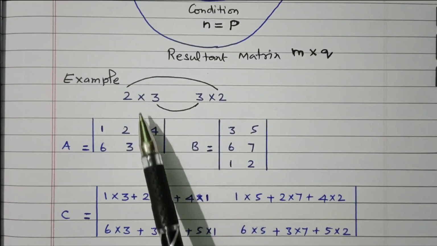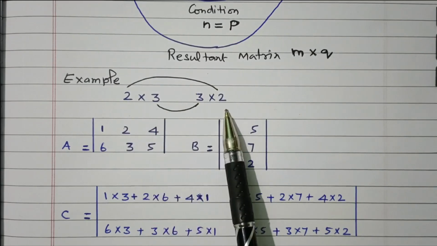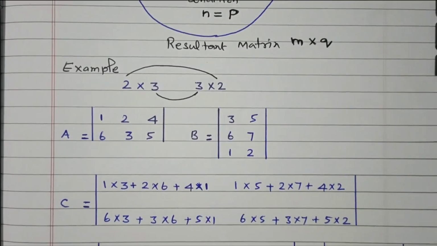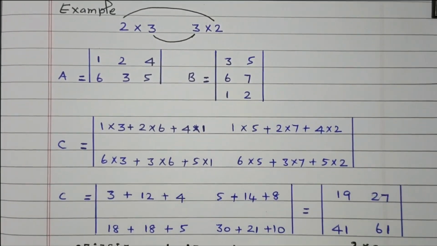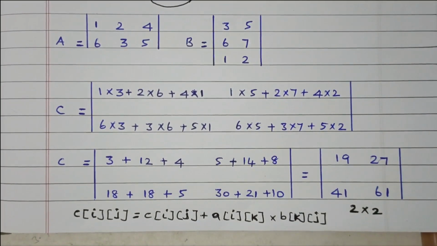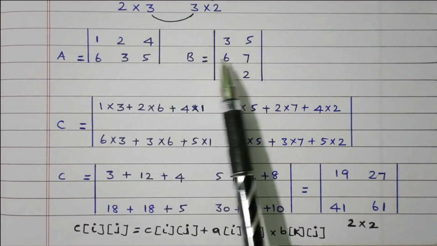After multiplication, what is the resultant matrix? 2 cross 2. We'll get a 2 cross 2 matrix as the resultant matrix. Now we'll see how to do the multiplication, and we'll verify whether we are able to get the same 2 cross 2 matrix, right? We'll see all this. Now consider this A and B.